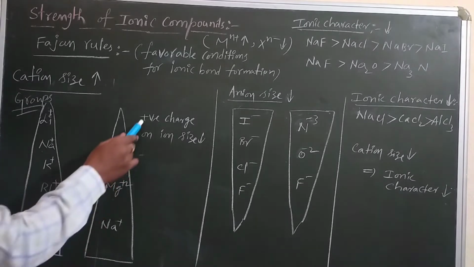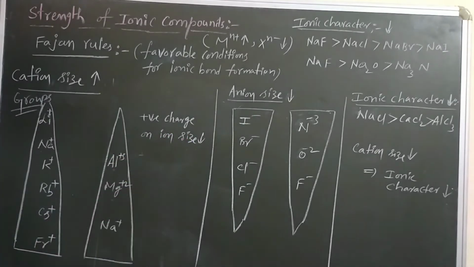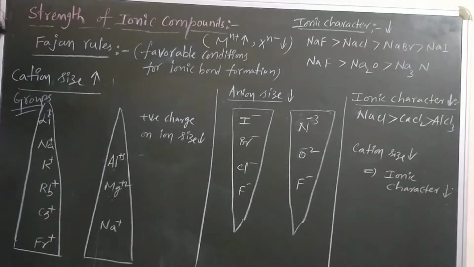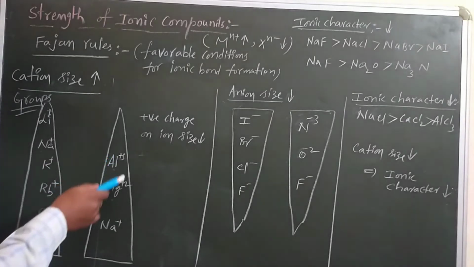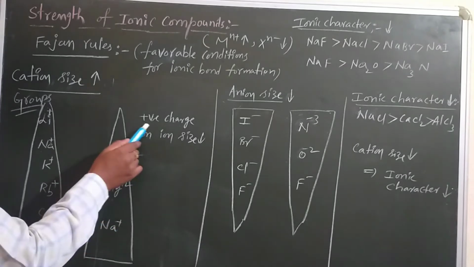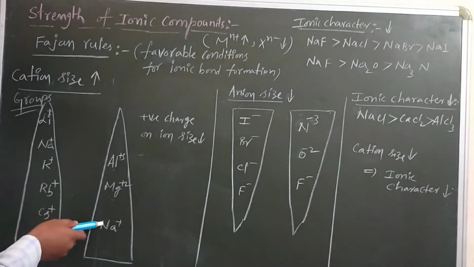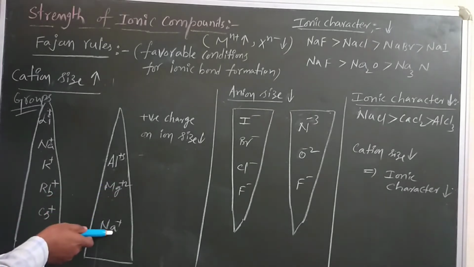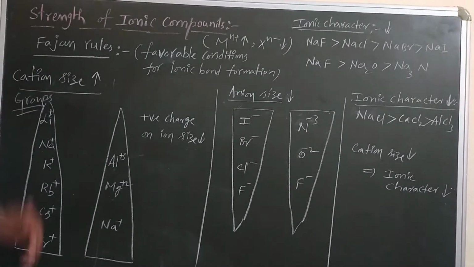In a similar way, in the opposite way, if the positive charge increases on the ion, the size of the ion decreases. Here you see Al3+, Mg2+, Na+. Al3+ has a charge of plus 3, Mg2+ has plus 2, and Na+ has plus 1. The positive charge increases on the ion, so the size of the ion decreases. From Na+ to Al3+ the size of the ion decreases. So these are the favorable conditions for cation formation for ionic compounds.